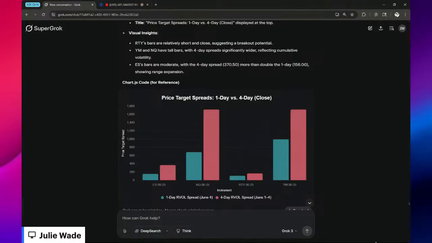NQ and YM were outperforming ES and Russell. Russell is the weakest of all of them. So the Russell shows a breakout potential here for the volatility. But the YM and the NQ have that cumulative volatility, the MOMO. YM has some catching up to do.